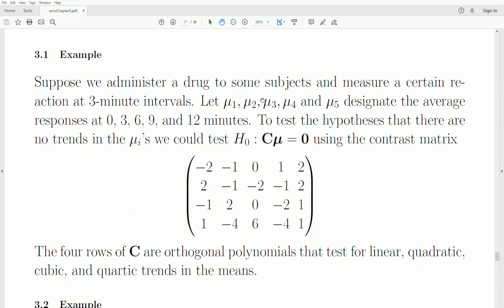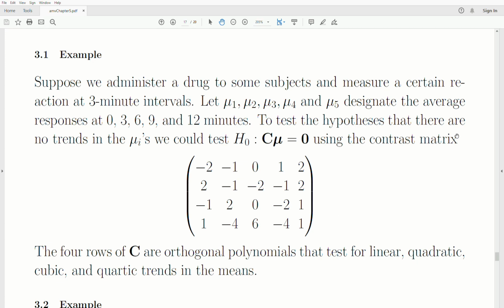Suppose we administer a drug to some subjects and measure a certain reaction time every 3 minutes. So mu1, 2, 3, 4, 5 designate the average response at 0, 3, 6, 9, and 12 minutes. Now notice this. This is a repeated measurement study. So each person is administered the drug, and then we look at the response every 3 minutes. So that vector is one person, just repeated the same measurement each time. And that's fine. That creates a multivariate analysis.